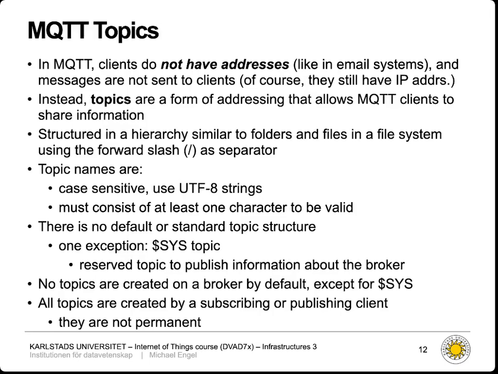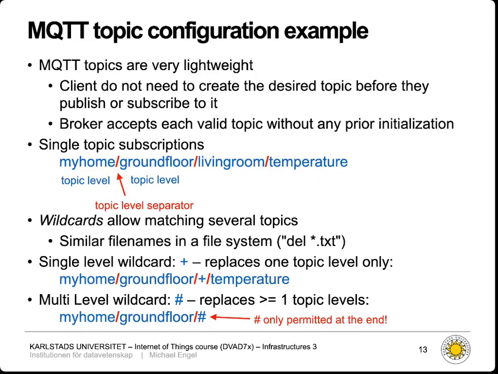And as you can imagine, we want our systems to run independently, maybe for years at a time if possible. So the broker might run out of memory when too many topics are published. This would maybe enable denial of service attacks. So by making topics non-permanent, this can usually be avoided. So MQTT topics are very lightweight.